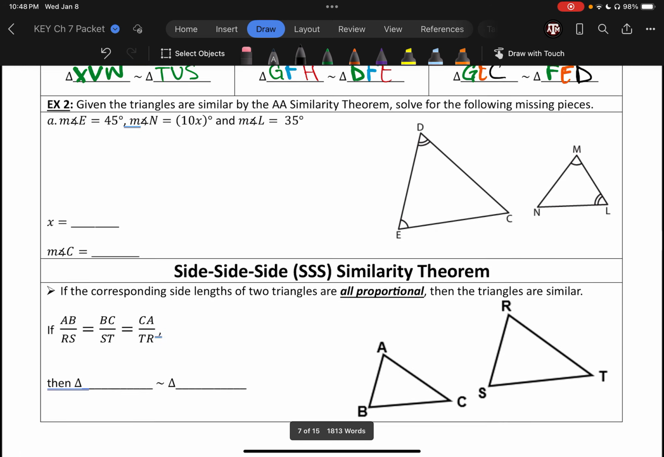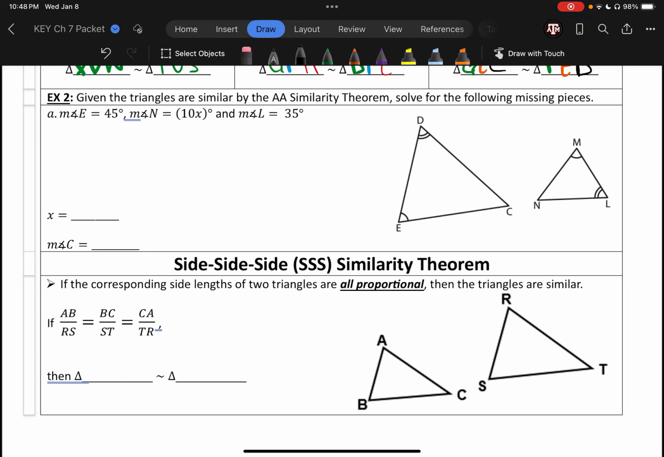Now, what we're looking at is example 2. It says, given the triangles are similar by the angle-angle similarity theorem, solve for the following missing pieces. So reading this example, it says that the triangles are similar by angle-angle. So we already know that they're similar. I'm not testing this, we already know. And so they give us some information here. They tell you here that the measure of angle E is 45, so this is 45 degrees.